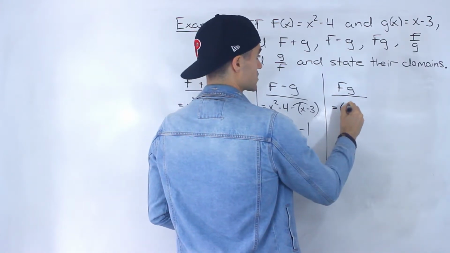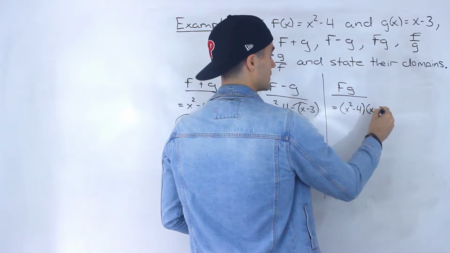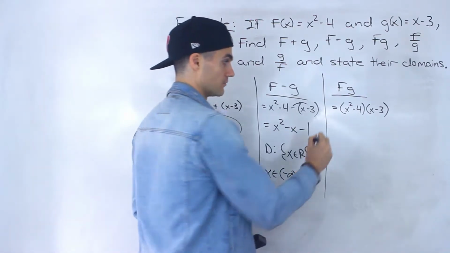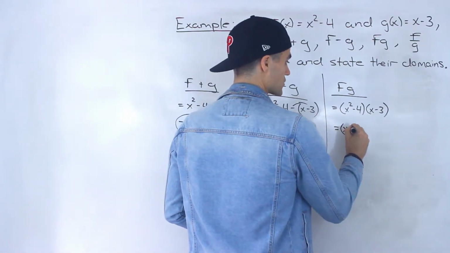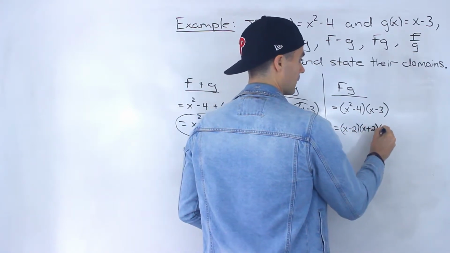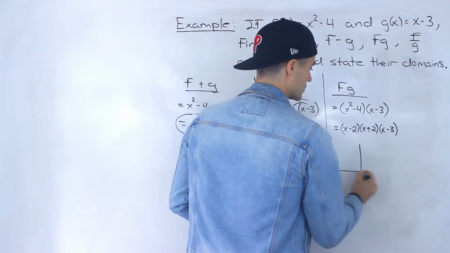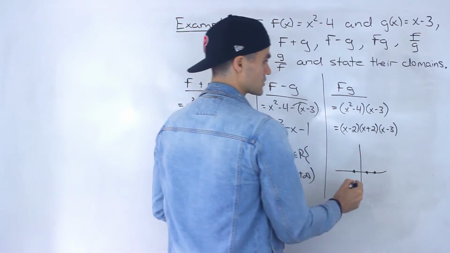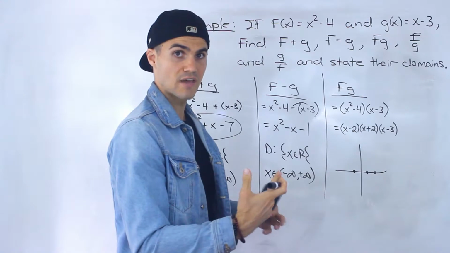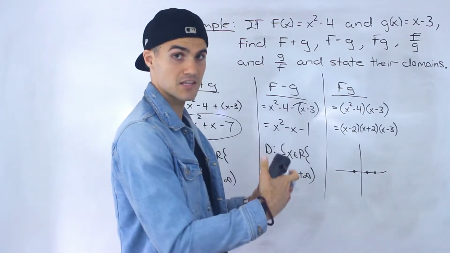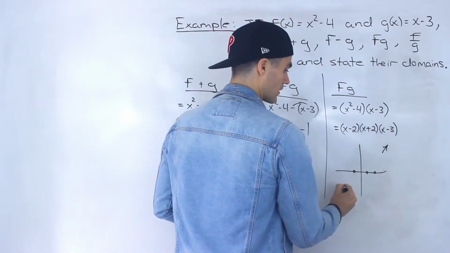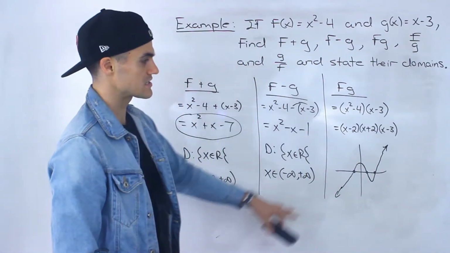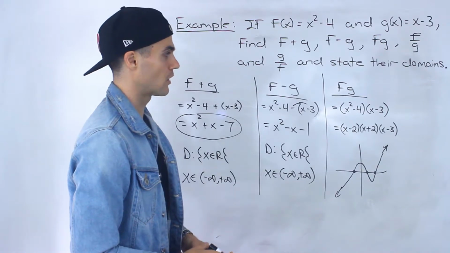Moving on, we have f times g, which would be x squared minus 4 times x minus 3. Notice that this is still just a polynomial. You can actually factor x squared minus 4, which is x minus 2, x plus 2, and then we have x minus 3. So you can do a rough sketch of this. We would have x-intercepts at 3, at 2, and at negative 2. The leading coefficient will be positive, and it's an odd degree, because the highest degree is x to the power of 3. So we know the end behavior, and it's going to look something like that. You don't necessarily have to graph it; I just wanted to show visually roughly what's going on.